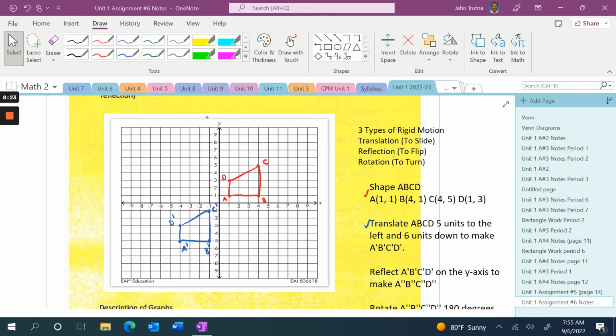Now, once you have this shape traced on your tracing paper, go ahead and trace the y-axis. That's because we're going to reflect A prime, B prime, C prime, D prime on the y-axis. That means we're going to flip A prime, B prime, C prime, D prime over the y-axis, and then we're going to make A double prime, B double prime, C double prime, D double prime.